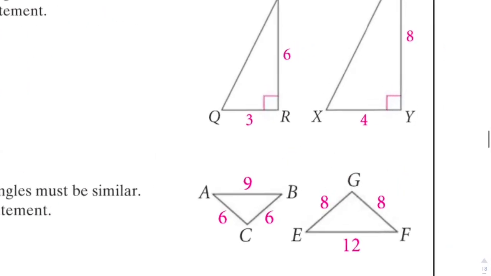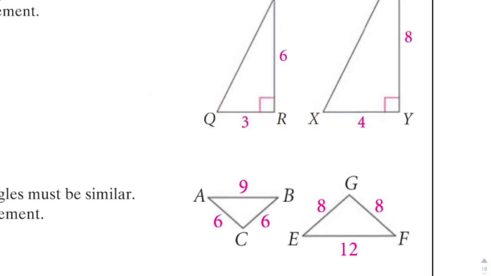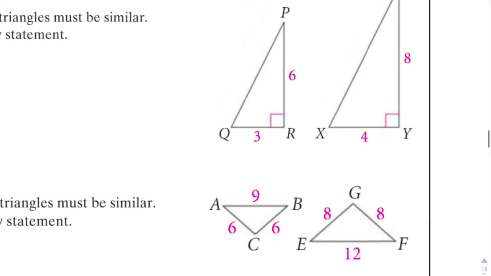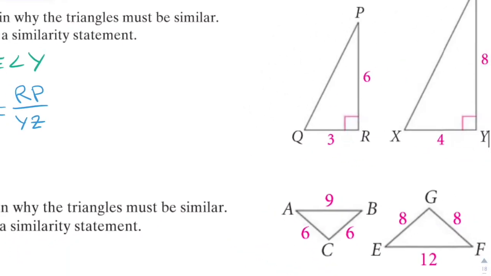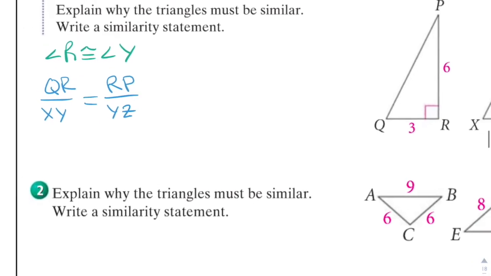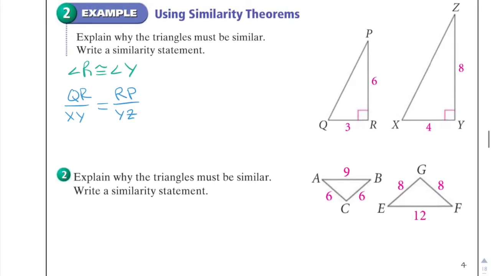What I'm thinking here is maybe I can prove this by side, angle, side. So I'm testing to see if these are proportional. I want to know, is QR proportional to XY as is RP to YZ? Because I already know the angles are the same. So I'm going to test its value.